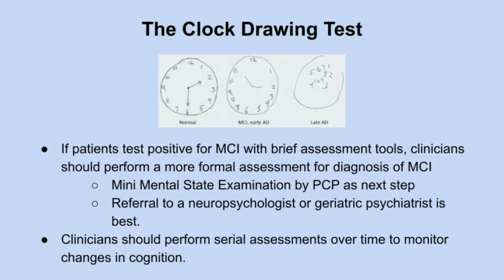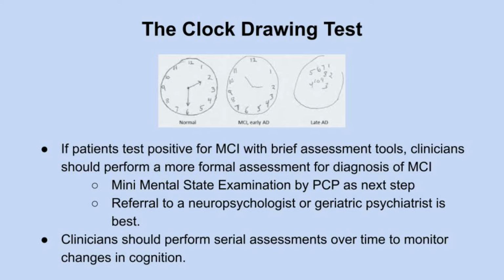I would honestly say that I would see this type of clock more in moderate Alzheimer's disease. Then you ask them to remember the 3 words, and there's a score that goes along with this. So this is a very quick test that can be done in the doctor's office. So if somebody tests positive for mild cognitive impairment, then they need a more formal assessment for diagnosis.